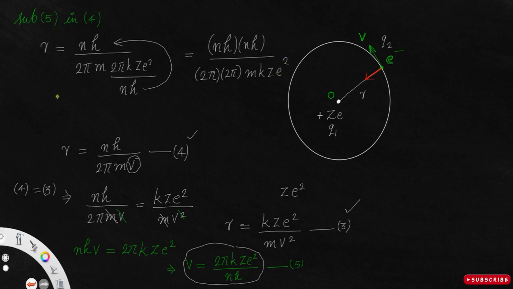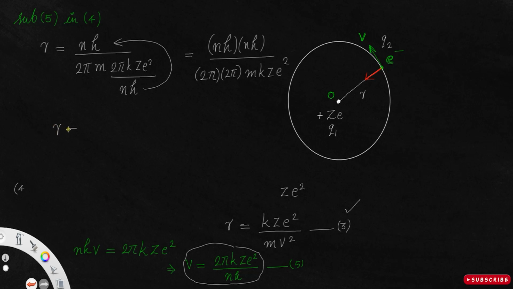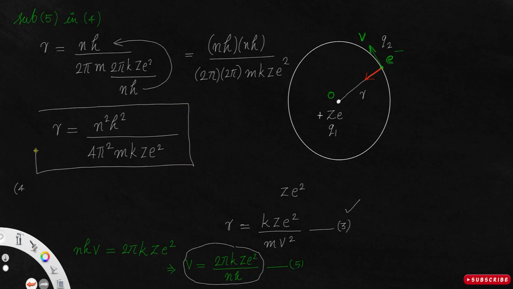Clear? So simplifying this, you will get r equal to, see this nh into nh is n square h square divided by, this is 4 pi square m kze square. So this is the expression for the radius of the nth orbit, or let me write Rn, the radius of the nth orbit of the hydrogen atom. Okay, now let us substitute the values of all the terms in here.